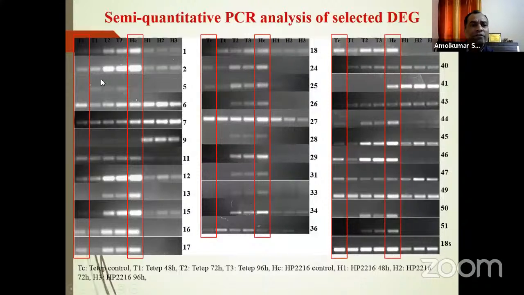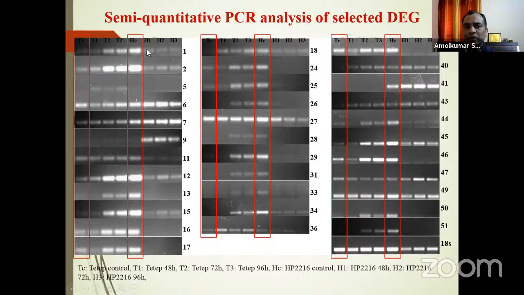So when we checked using semi-quantitative PCR, surprisingly we observed that in TETEP there is no expression of this gene at first, but it is slowly upregulated at different time points. But in normal condition, this particular gene is upregulated. These genes are upregulated, but because of infection, there is downregulation.